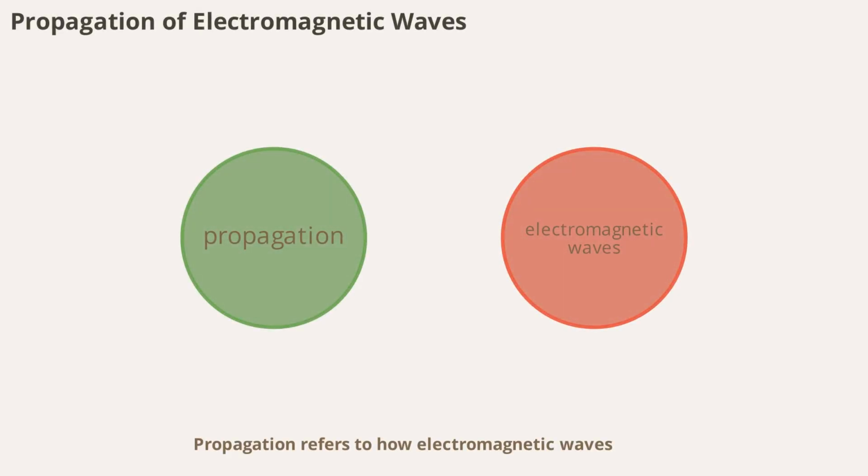Propagation refers to how electromagnetic waves travel from the transmitter to the receiver. These waves can move through different media, such as air, vacuum, or even solid objects. The way they propagate depends on factors like frequency, obstacles, and atmospheric conditions. Understanding propagation is key to designing systems that can reliably transmit signals over long distances.